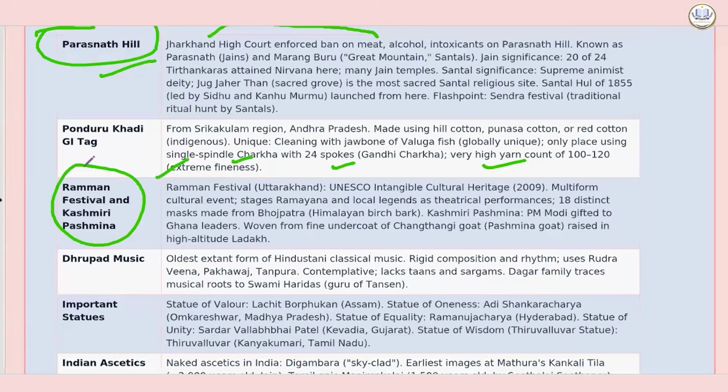We have Kashmiri Pashmina. PM Modi gifted it to two Ghana leaders. It is made from the fine undercoat of the Changthangi goat, that is the Pashmina goat, raised in high-altitude Ladakh.